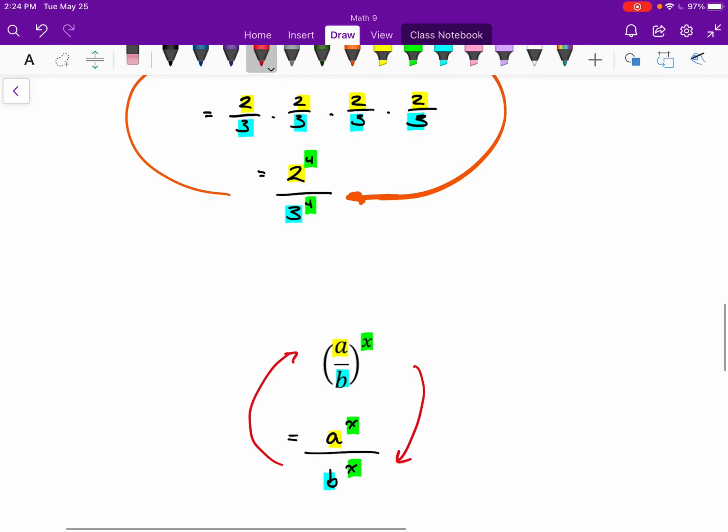All right, and that completes the introduction of these exponent laws that we're looking at in this course.